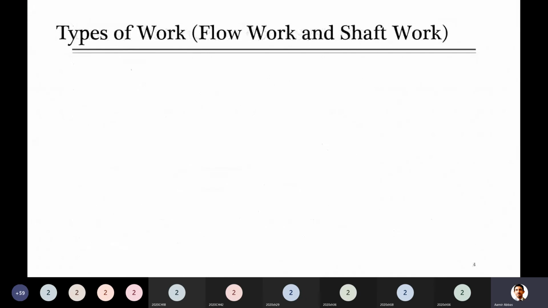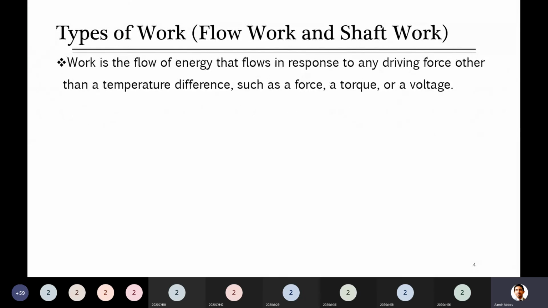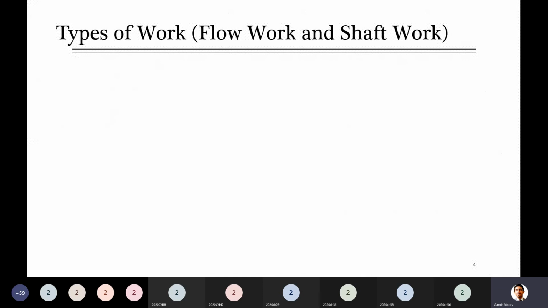What are those two types of work? Overall, there are two types of work. They are divided into flow work and shaft work in these systems. So what does that mean, flow work and shaft work, and how do we have to calculate them?